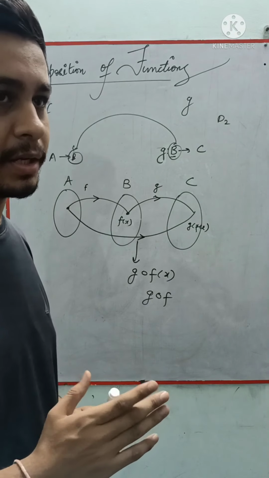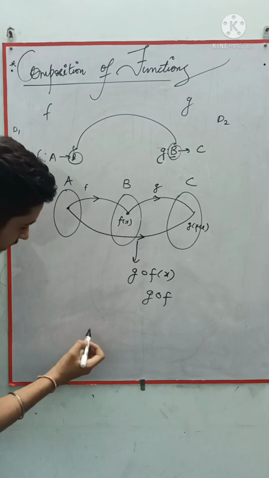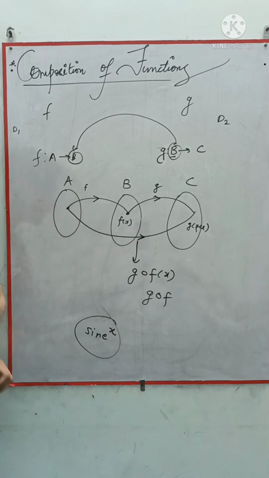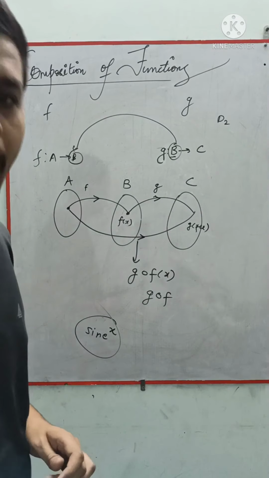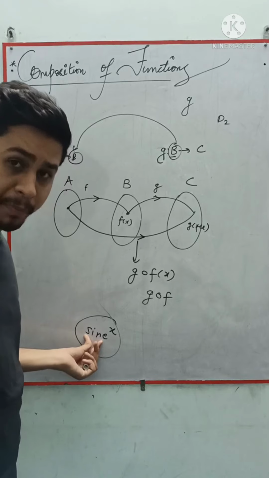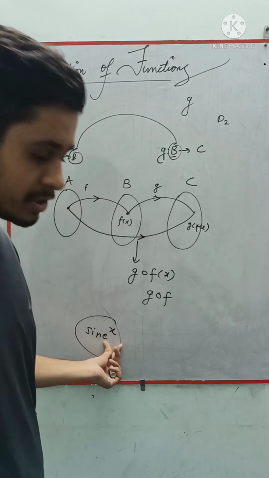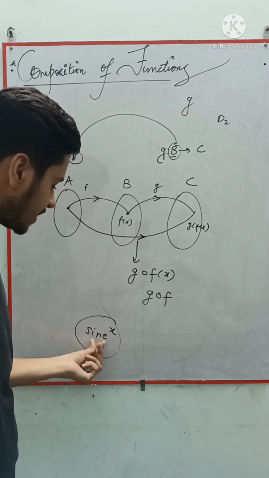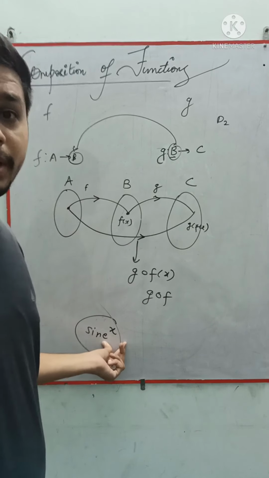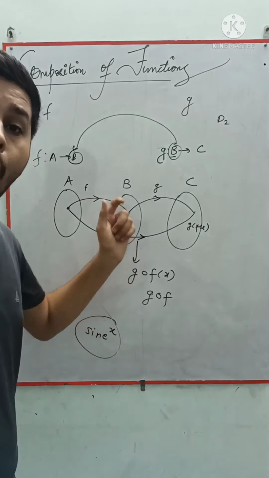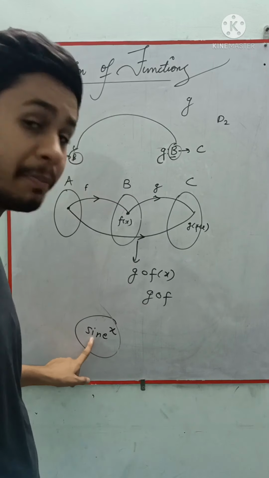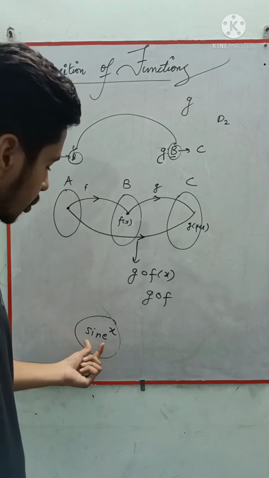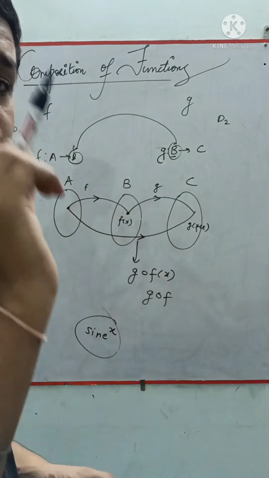If you are remembering it, you might have seen such things like sine e to the power x. This is the best example of function of function. This is the trigonometric function, this is the exponential function, and they are combined together. That is, the angle of the sine is becoming e to the power x. So that is function of function, because this is a trigonometric function and an exponential function. Sine of e to the power x is an example of function of function.